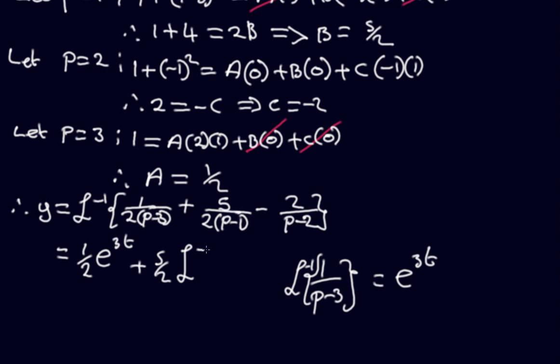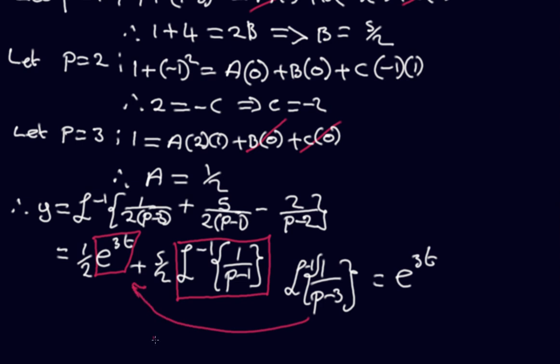I'll just write and erase. 1 over p minus 1, right? Because this is what we have here. We are looking for the inverse transform of this here. That is what we have to find a solution for. Just as this is a solution from this inverse here.